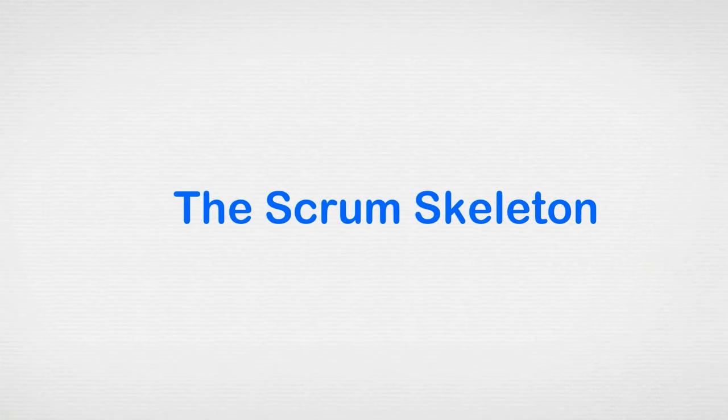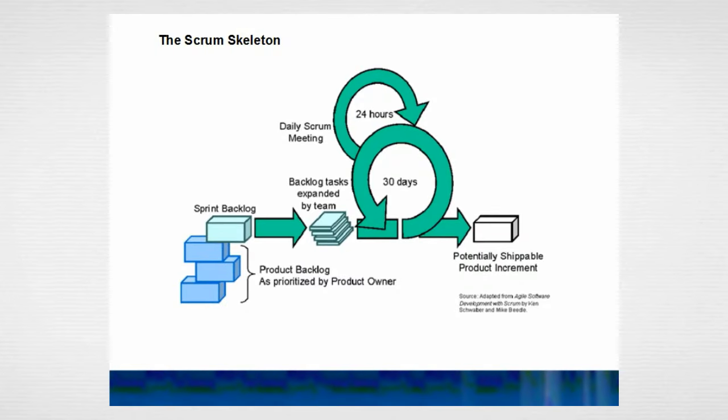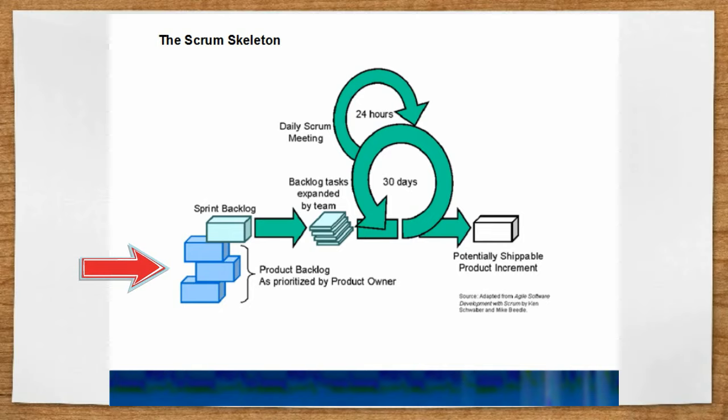Scrum skeleton. The Scrum skeleton is a very quick and easy way to explain the process to someone, so I will use it to explain the process to you. On the left side of the skeleton, we see the product backlog, which is nothing more than a list of all the features and their acceptance criteria that the business desires for the product. A subset of that backlog, called the sprint backlog, is taken on by the team, broken down into tasks, and worked on in an iteration called a sprint.